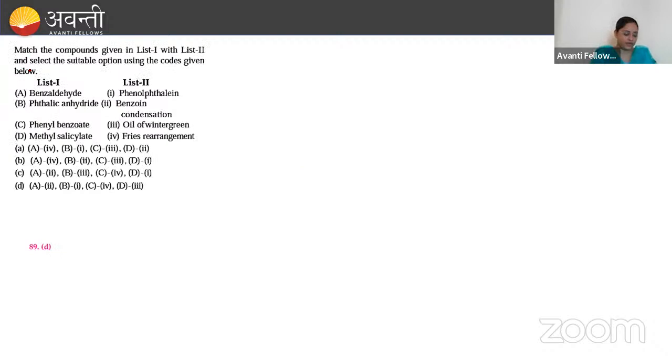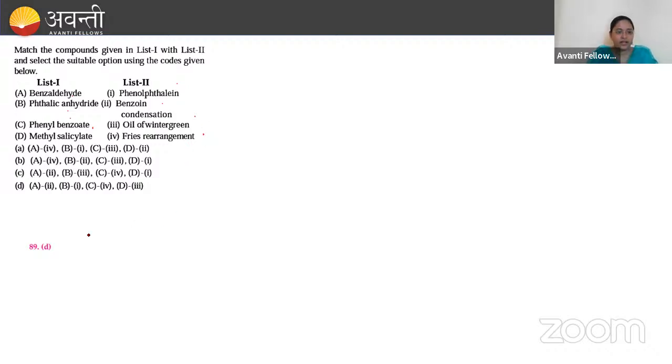Match the compounds of given list 1 and 2 using the codes given below: benzaldehyde, phthalic anhydride, phenyl benzoate, methyl salicylate, phenolphthalein, benzoin condensation, oil of wintergreen, Fries rearrangement. Very good. So what will be the correct answer here?